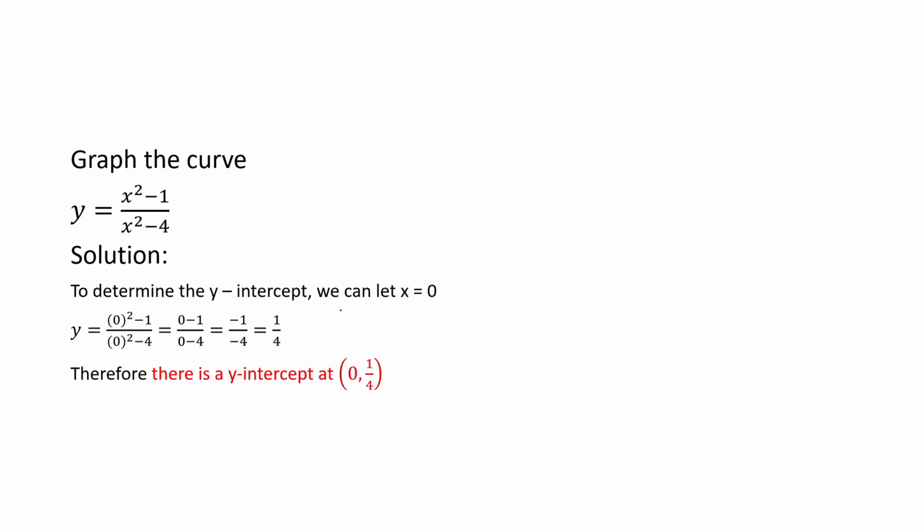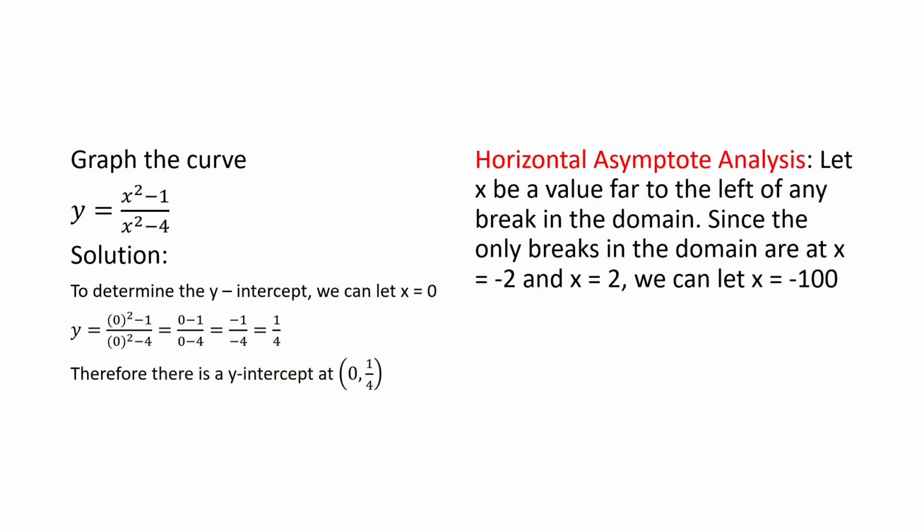And it's good to also know the y-intercept. To do that, we'll let x equal 0. Pretty simple process. We get negative 1 over negative 4, or in other words, 1/4. We've got ourselves a y-intercept at (0, 1/4). Now, we note our one horizontal asymptote, our two vertical asymptotes. We've got two x-intercepts and one y-intercept. That's a lot of information.